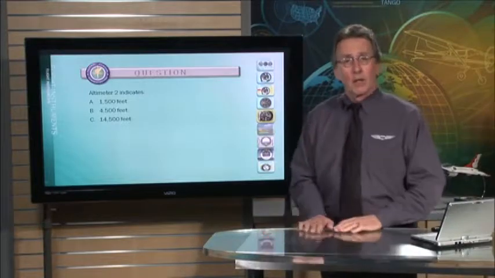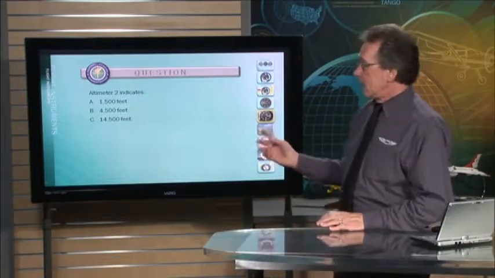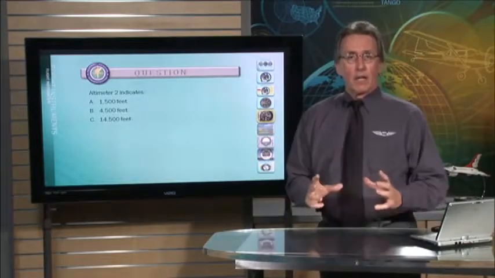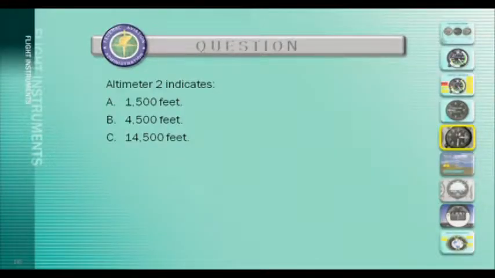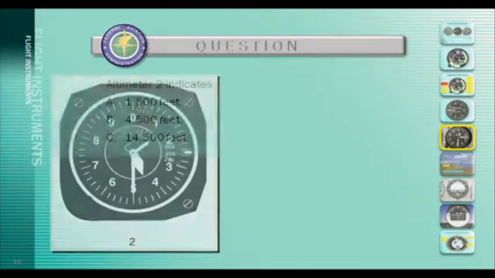Okay, let's cover a question now on the altimeter. Now, on this particular question, the FAA is going to provide you with a graphical representation of the altimeter too. But the question is, the altimeter 2 indicates which of these three potential answers? Again, only one is correct. Now, let's take a look at that graphic.